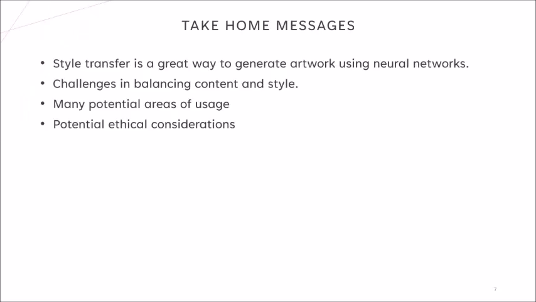Some take-home messages from this project is that style transfer is a really great way to generate artwork using neural networks, and some really interesting images can be generated. So while doing my extension, I noticed that there's a lot of challenges in balancing the content and style and how much content loss I'm willing to put up with through the weightings. And there's also a bunch of potential usages for style transfer, such as colorizing black and white images, converting people into cartoon styles, and visualizing certain aesthetics that would be used in interior design. So there's a lot of real artistic applications to this.